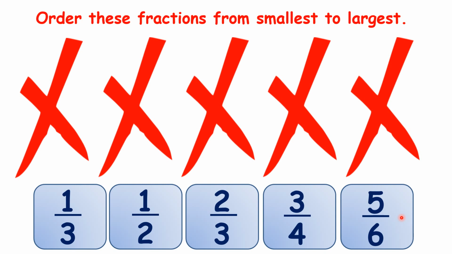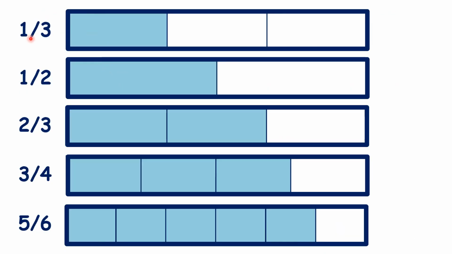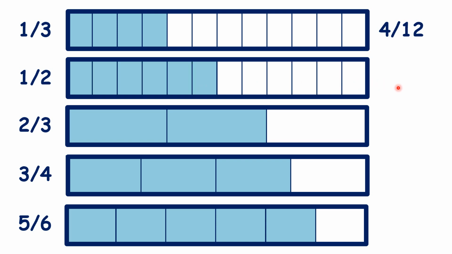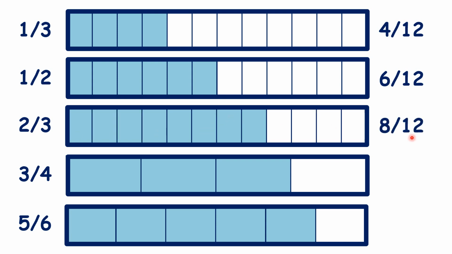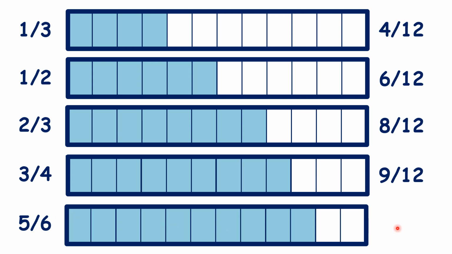And again, we can show what we've done by looking at a fraction bar for each of these fractions. So our smallest fraction was 1/3, because when we change 1/3 into twelfths, we have 4/12. Then we had 1/2, which we can change into 6/12. Then 2/3 can be changed into 8/12. 3/4 can be changed into 9/12. And 5/6 can be changed into 10/12. So even without drawing these fraction bars, once you've found the equivalent fractions, it's easy to order fractions.